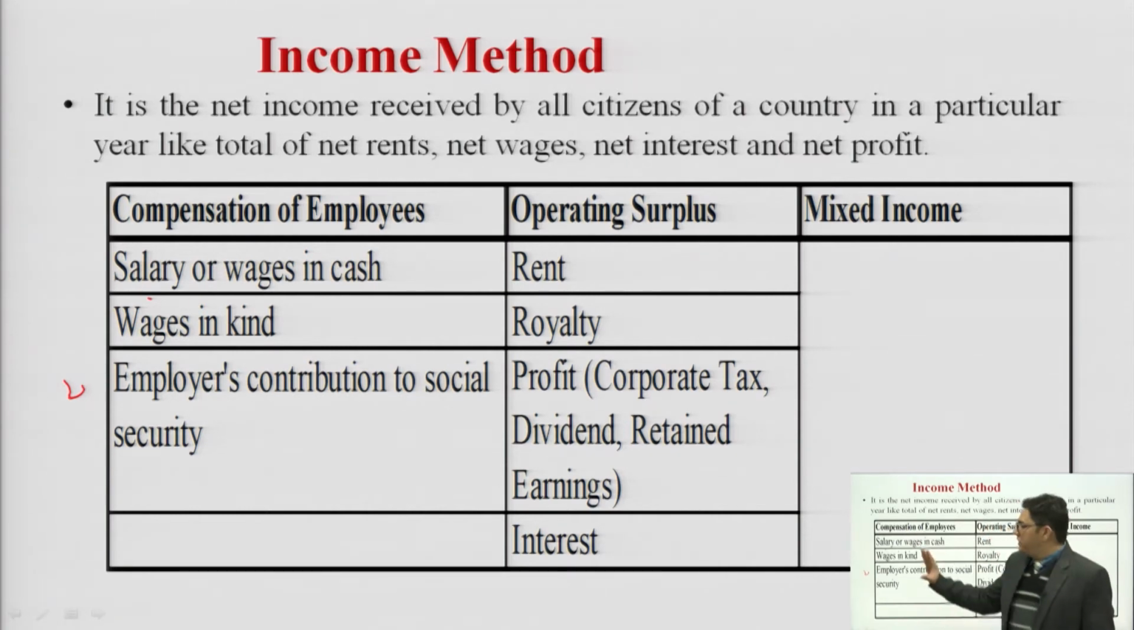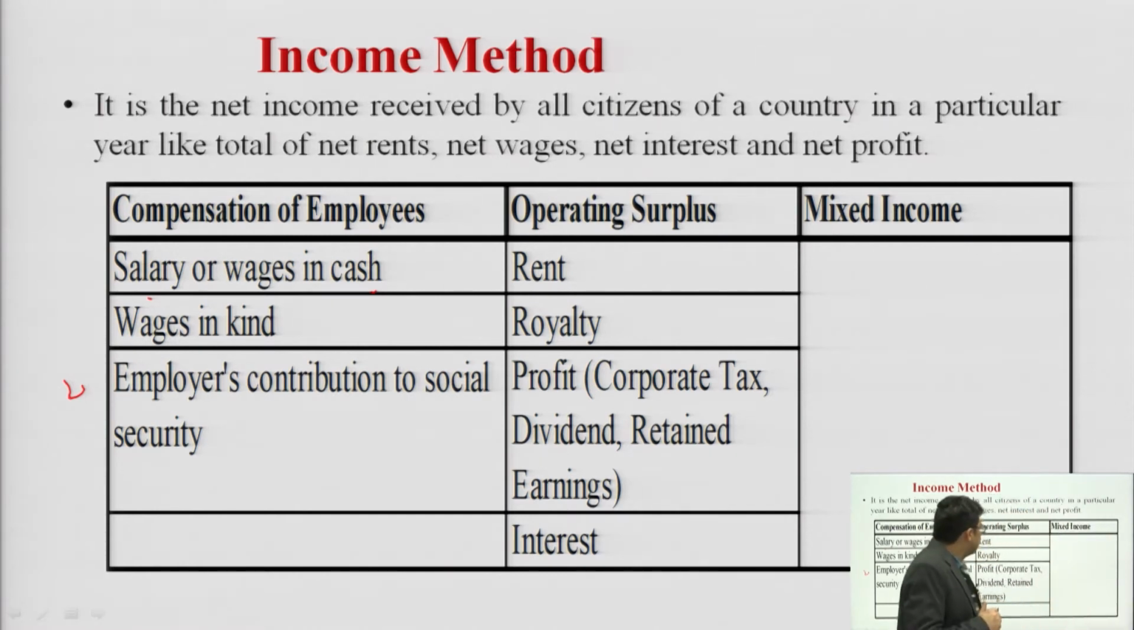So these are the three components of compensation of employees: salary or wages in cash, wages in kind, and employer contribution to social security. Next, it is the operating surplus, that is rent, royalty, profit and interest. This is what we earn in return for services provided to the company. All these components have to be added while we are calculating national income through the income method.